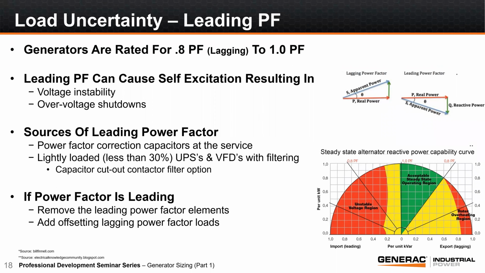A leading power factor happens when the current leads the voltage, which is usually caused by capacitive loads like power factor correction capacitors or capacitors within the harmonic filters. A leading power factor can cause things like voltage instability or overvoltage shutdowns. This isn't something that happens often, but when it does, you really only have a couple of options to deal with it. You'll either need to add some other lagging power factor loads to the system, or just remove or shut down the power factor elements.